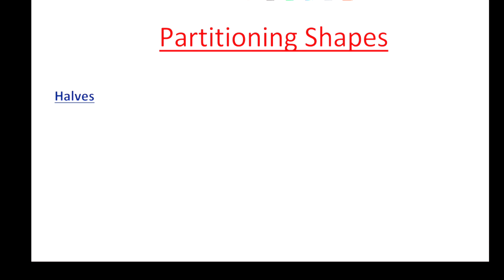Today we are going to learn about partitioning shapes, where we'll have an idea of what halves, thirds, or fourths are. This video is for my first grade students who are just learning what halves, thirds, and fourths are, and understanding the idea of fractions for later grades. So let's get started.